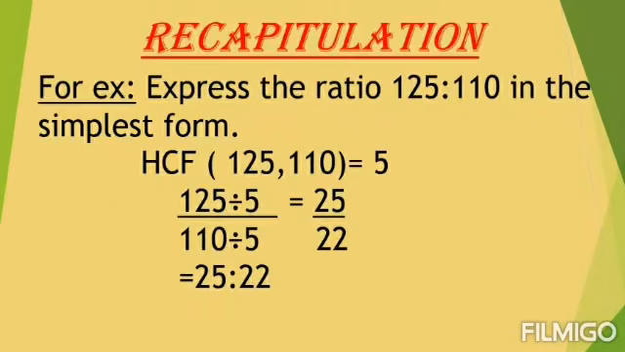To express any ratio in its simplest form, first we have to find its HCF. For example, in this ratio 125 is to 110, the HCF is 5. So we have to divide both 125 and 110 by 5. So 125 divided by 5 is 25, upon 110 divided by 5 is 22. The ratio is 25 is to 22.